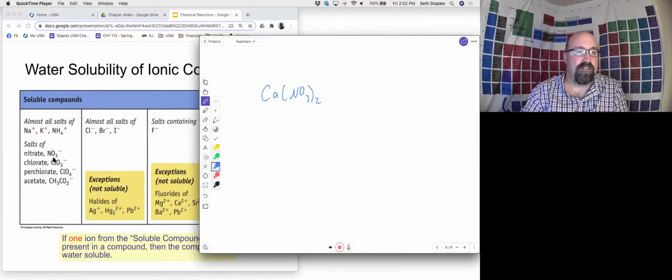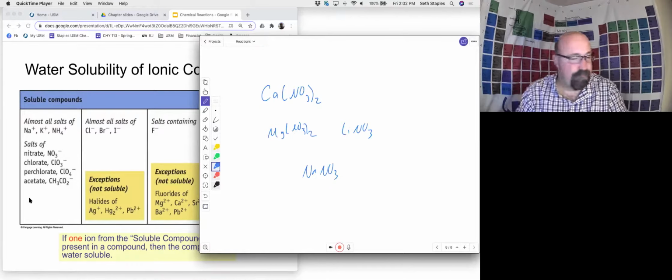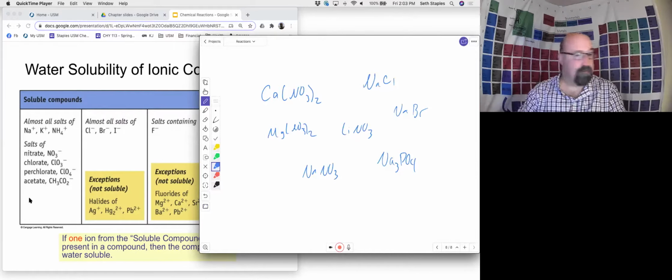It is soluble because it's got nitrate in it. That means that it is soluble and there are no exceptions. Everything with nitrate in it is going to be soluble. Does not matter what your positive ions are. Magnesium nitrate, soluble. Lithium nitrate, soluble. Sodium nitrate, soluble. Doesn't matter. Every single nitrate is soluble. Every single compound that has sodium in the front, NaCl, NaBr, Na3PO4, sodium phosphate, doesn't matter. If it has sodium in the front, it's soluble.